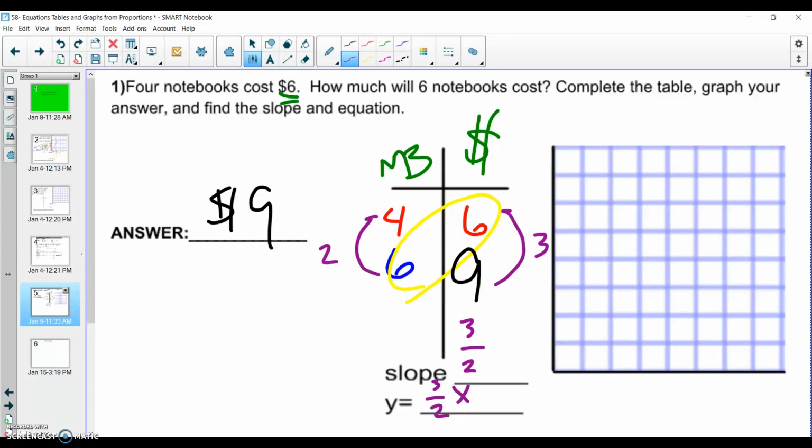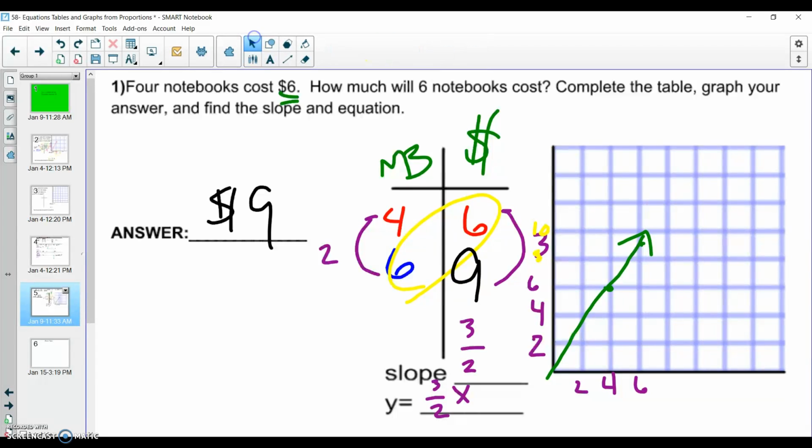So I'll do my graph quickly for you guys. 2, 4, 6. I could have gone by ones. 2, 4, 6, 8, 10. So 4 of them cost $6. 6 would cost 9, which would be right in there. And there you go, there's my graph.